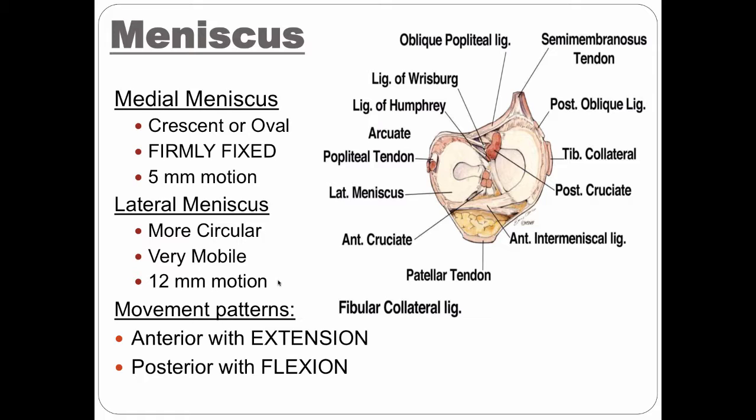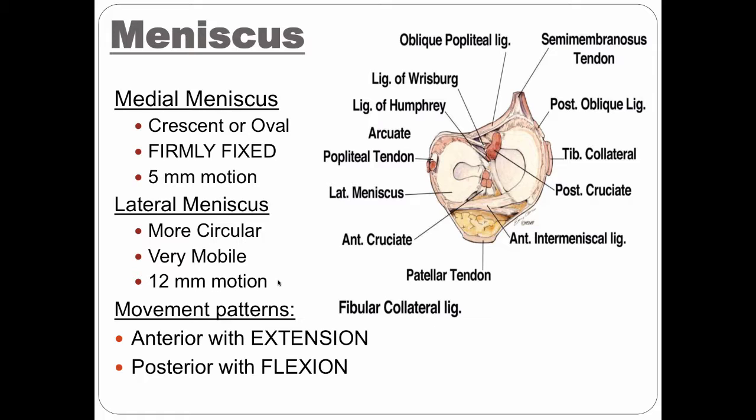Looking here at the meniscus, we see the medial meniscus on the right-hand side of your screen. It's kind of larger, more oval or crescent shaped. It's really firmly fixed to the tibia, so it has little motion. It has about 5 millimeters of excursion. Whereas the lateral meniscus, you see it's more circular, kind of C-shaped. It is more mobile. It has about 12 millimeters of motion or excursion.